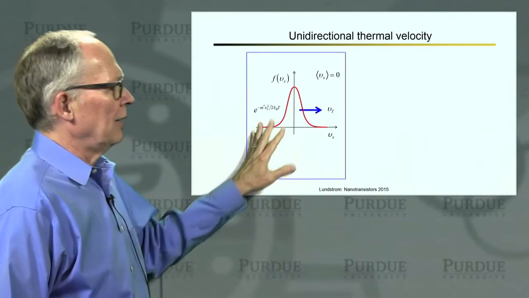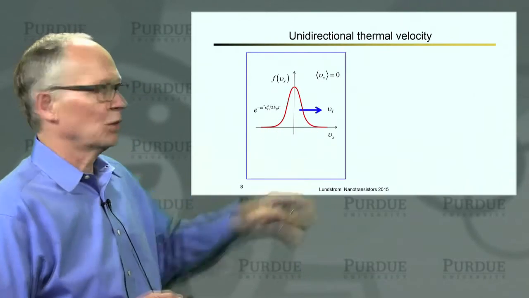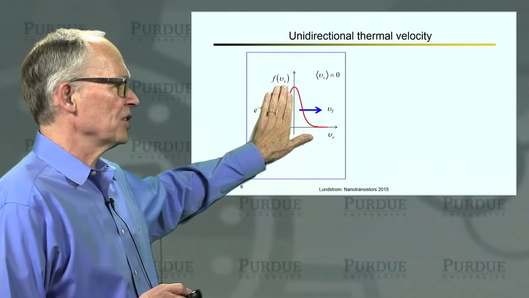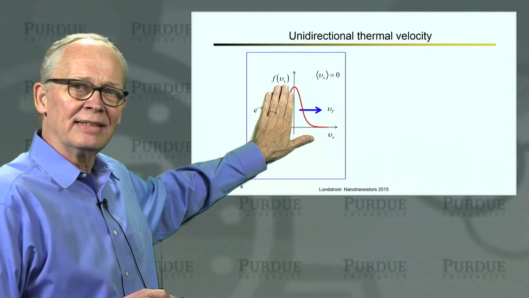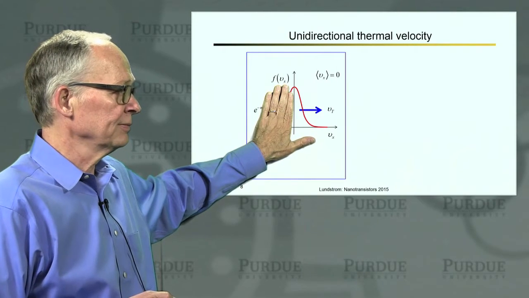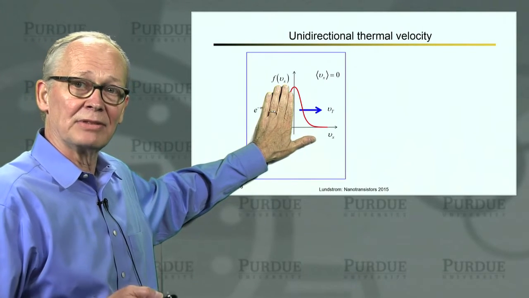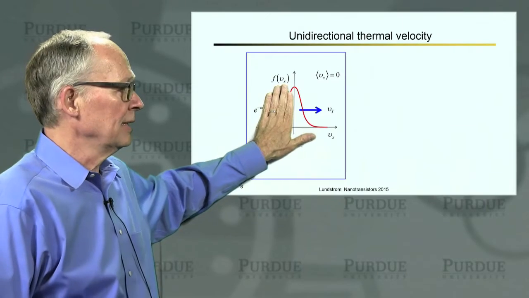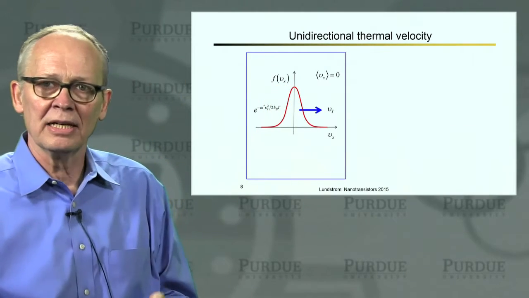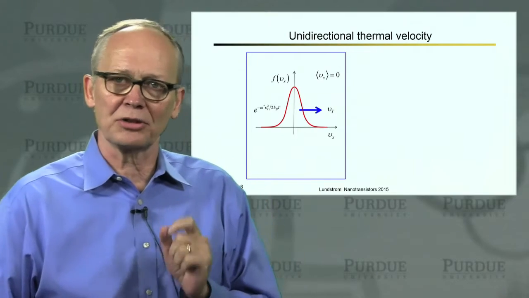Okay, now, what do we mean by v sub t? So the average velocity of this distribution is 0, but if I just look at the positive half, the average velocity of the positive half has some finite value. It's equal and opposite to the average velocity of the negative half. But the average value of that positive half is what we call v sub t, the unidirectional thermal velocity.